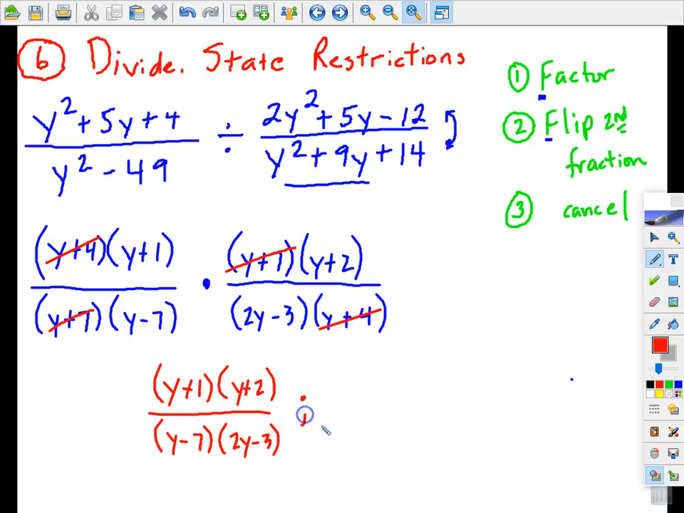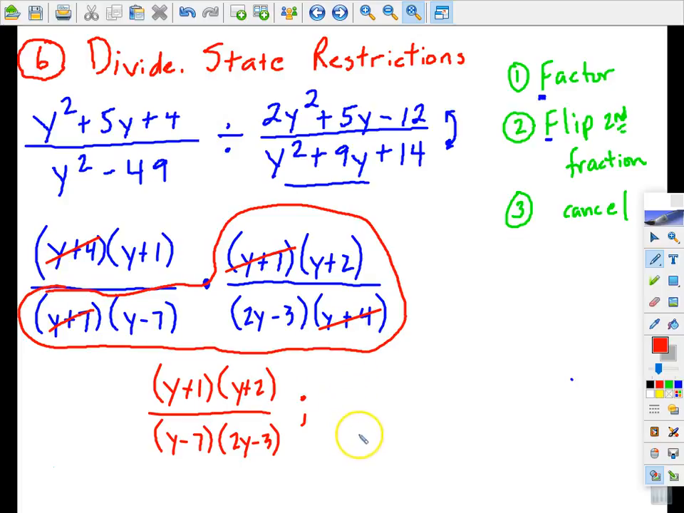Okay, now here is where finding restrictions for division for some people gets a little tricky. You just have to remember that when the problem was originally written, y squared plus 9y plus 14 was the denominator. But when we rewrote it using multiplication, we switched to this as a denominator. Okay, so depending on how the problem is written, either of these would be a denominator. So for that reason, when you start looking for restrictions for division, you really have to look everywhere I've circled.